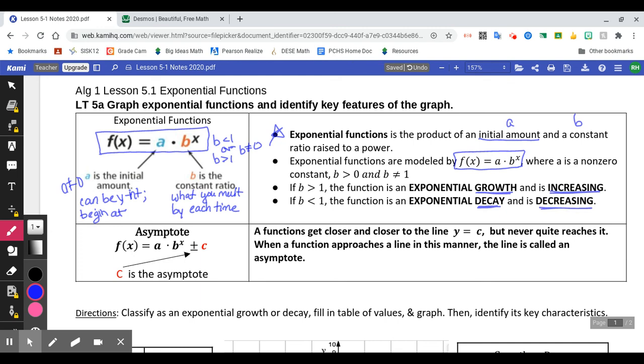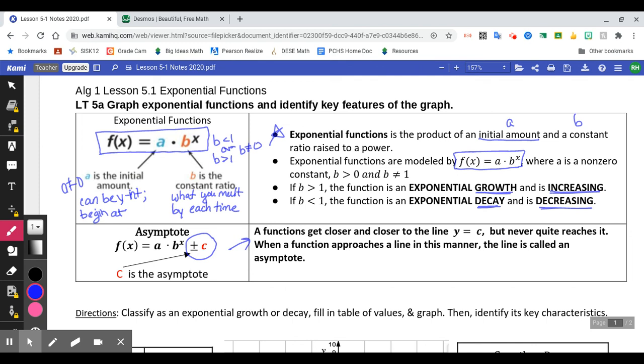Okay, and the final thing we talk about with the exponential functions is an asymptote. The asymptote is this thing we add on at the very end. It's called c in this equation. It can be positive or negative. And we see it here in this definition: a function gets closer and closer to the line y equals c, but never quite reaches it. When a function approaches a line in this manner, that line is called an asymptote. So it's going to get really, really close to it, but it's never actually going to touch it. And that's the line that's called the asymptote, okay?